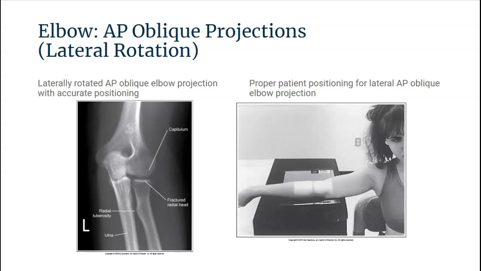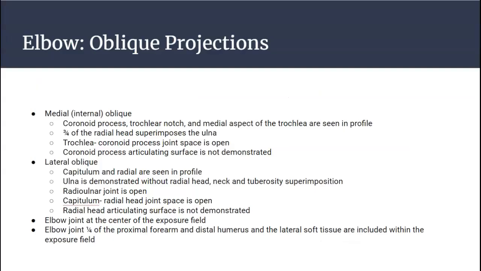The elbow joint should be at the center of the exposure field, and the elbow joint, 1/4 of the proximal forearm and distal humerus, and the lateral soft tissue are all to be included within the exposure field. I have included those image analysis guidelines within this presentation.